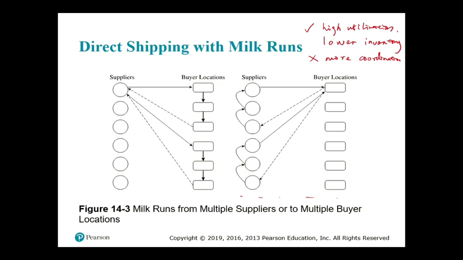So, milk runs make sense when the quantity for each buyer location is too small to fill the truck, but these buyer locations are close enough to justify that they can be combined on the same truck. If they're very far away, then it doesn't make sense to combine them on a milk run. I might as well ship them directly from the supplier.